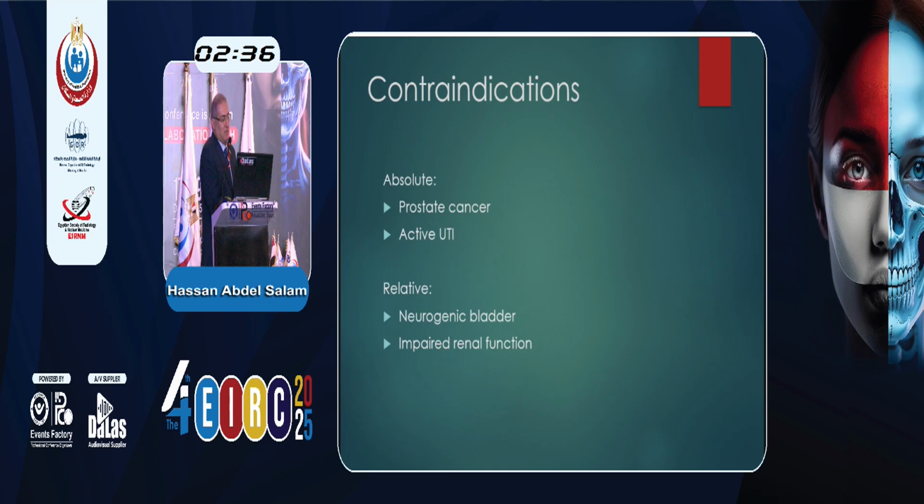Contraindications: cancer, overt prostatic cancer, or active UTI until treated. Relative contraindications: neurogenic bladder, and in some cases you have to treat the obstruction first, but tell the patient that you will need some medical treatment after the prostatic artery embolization, or you might not get what you think you're getting from prostatic artery embolization because of the neurogenic bladder. Impaired renal function: if not treatable, then you can't do it. If treatable, then it's a relative contraindication.